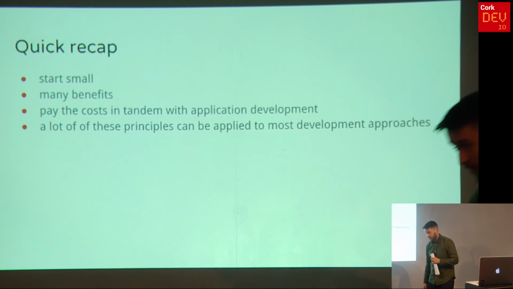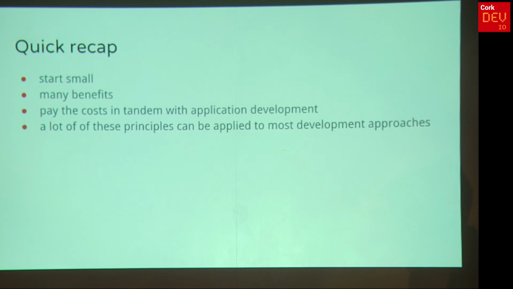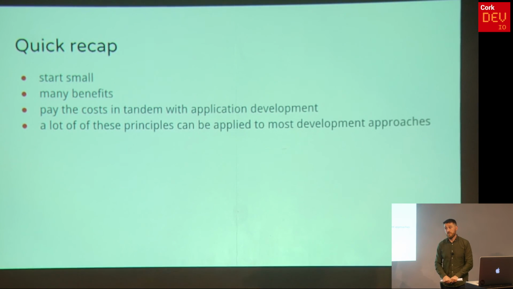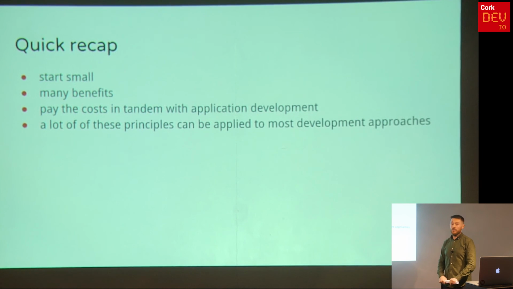Definitely for us, we made mistakes at the start, and we didn't know everything we wanted to do at the start. But by starting small, we limited the risk. There's many benefits. Pay the costs in tandem with the application development. So we very much took a step forward on a feature, then we took a step forward on the monitoring or the automation. We tried to do it in tandem. And again, a lot of the learnings we had from this can be applied to other architectures. It's not tied to microservices.